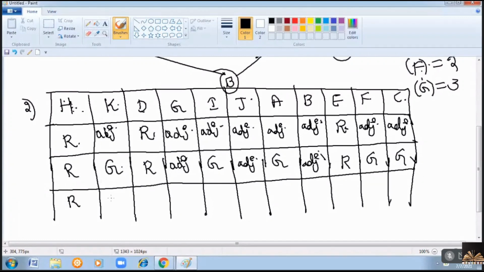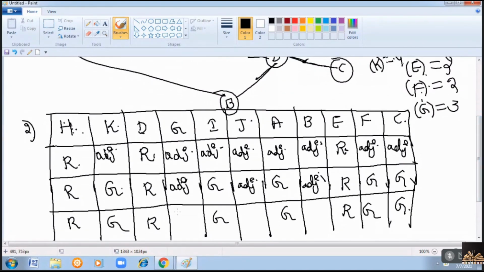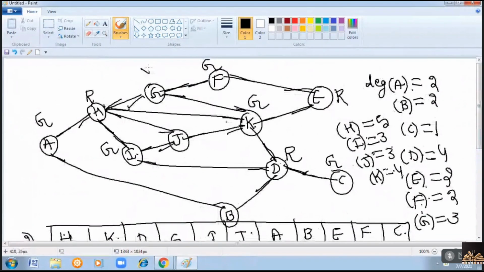So there is no change in this. Next, which is the first uncolored vertex? J. The first vertex should be colored with a new color. Let me color it with white. G, color G with white.